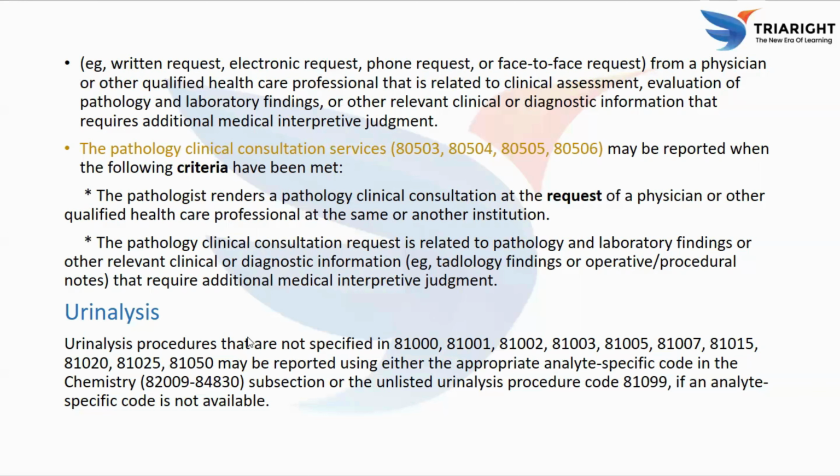So what if the urinalysis test isn't listed? If the urinalysis procedure does not match one of the standard UA codes, you have two options. Option one, you have to use a chemistry analyte code. If the test measures a specific substance, code it from the chemistry section, 82009 to 84830. For example, urine calcium: you have to use a specific calcium test code. Option two is to use the unlisted code 81099. This is used when no specific analyte code exists and no standard urinalysis code fits. This usually requires documentation and manual review by the payer.